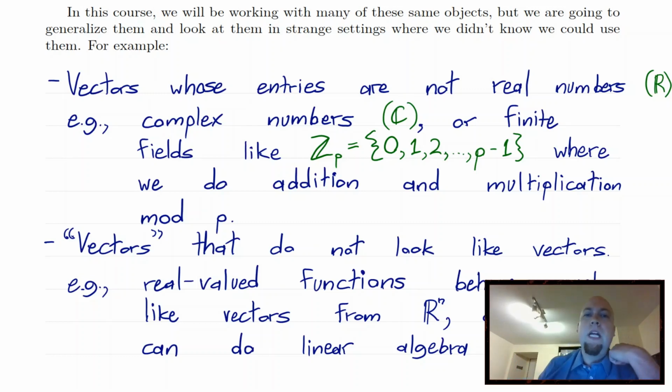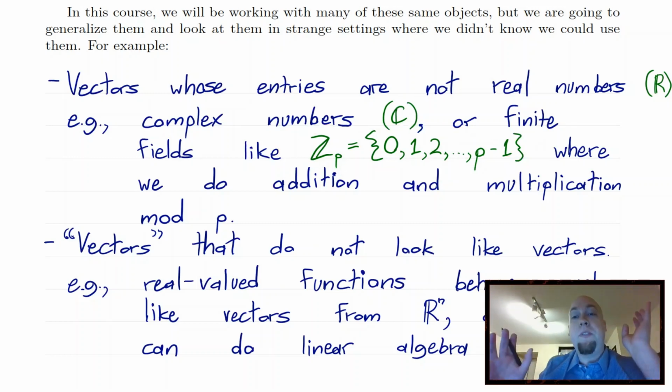So for example, in the previous linear algebra course, we always worked with vectors whose entries were real numbers. But in this course, we're going to look at vectors whose entries are complex numbers. If you haven't seen complex numbers, don't worry, we'll talk about them a little bit before I'll expect you to use them. Also, you can work with vectors whose entries come from finite fields.